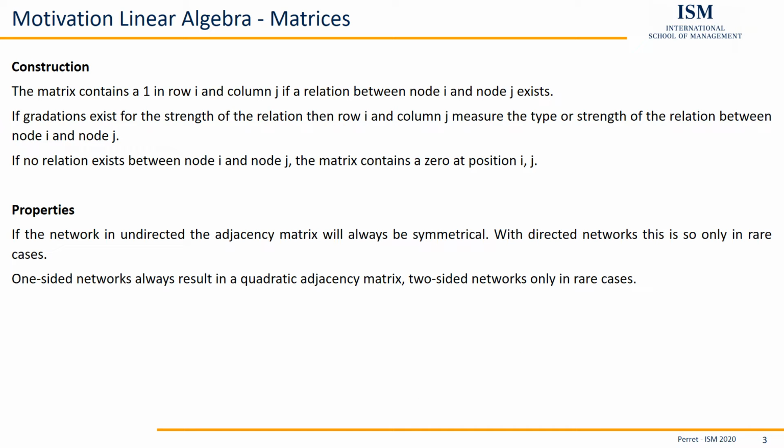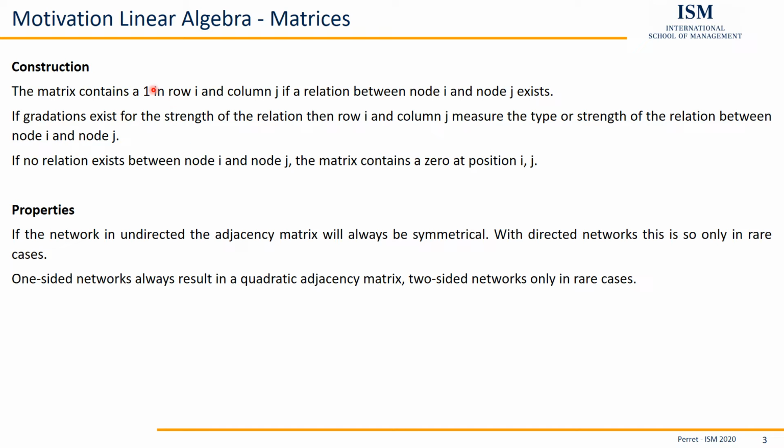Well, I can construct an adjacency matrix by simply putting a 1 in row i and column j if nodes i and j are in any relation with each other. So it could be like person i and person j are friends. Then the matrix would have a 1 in row i and column j. If they are not friends, I would have a 0 there. So 1 if two actors, two nodes are related, 0 if they're not.